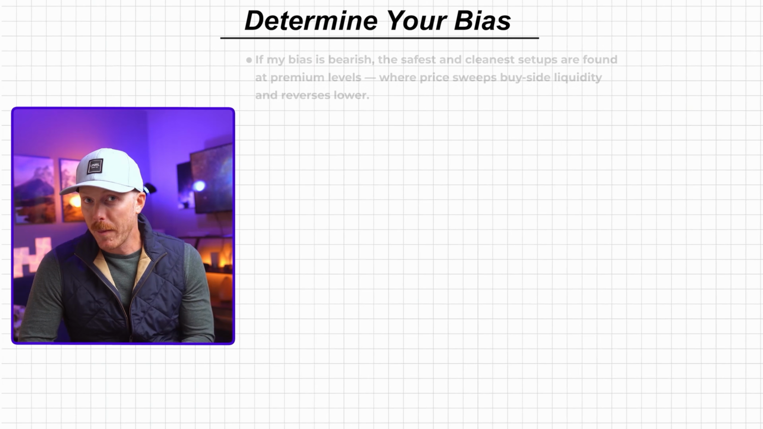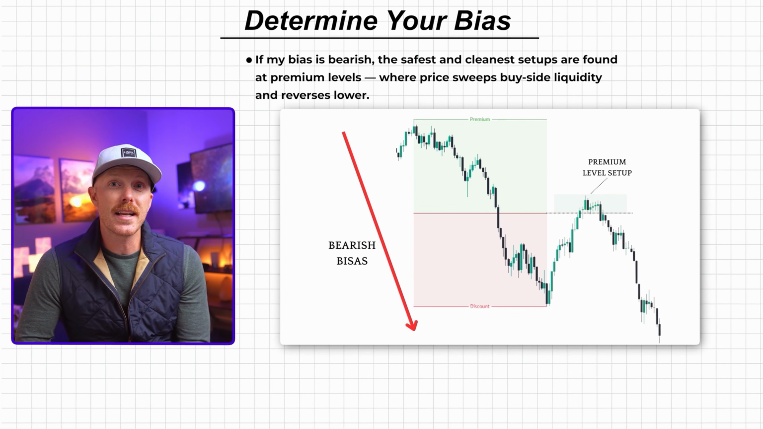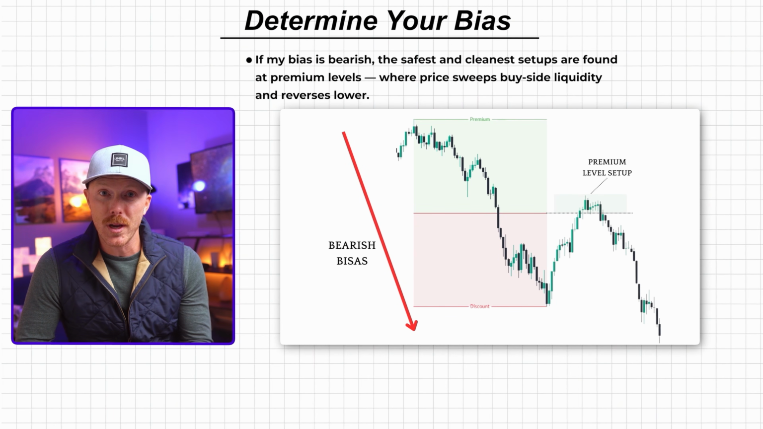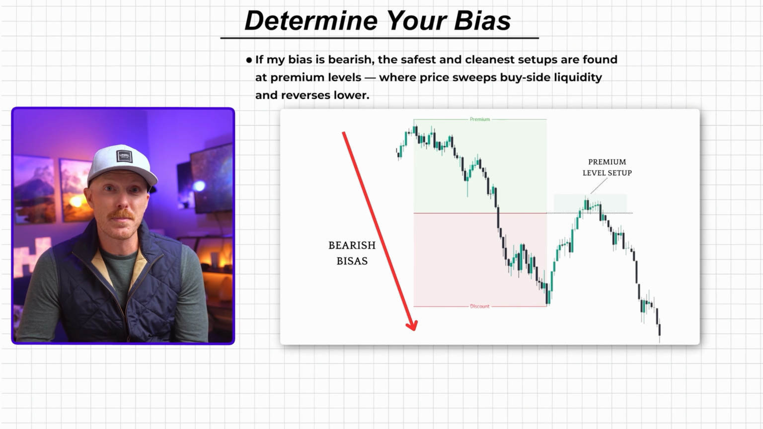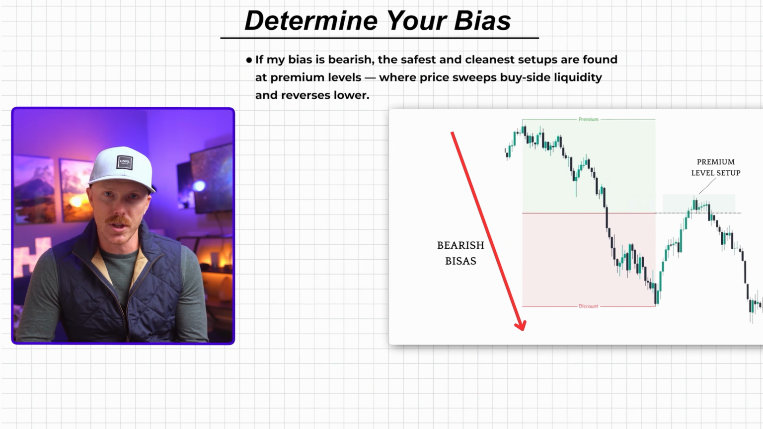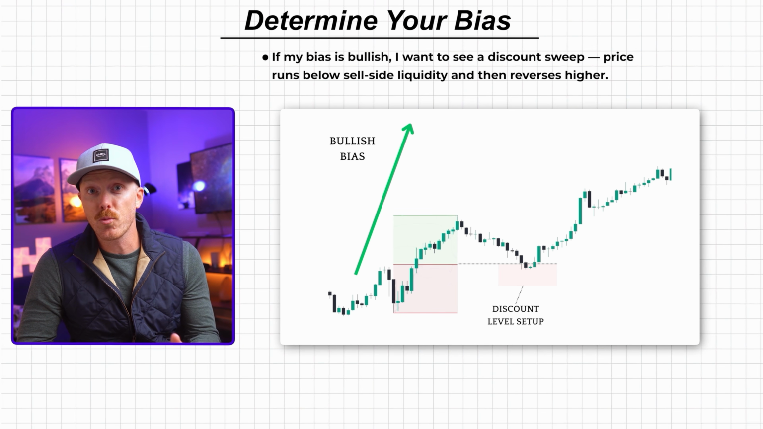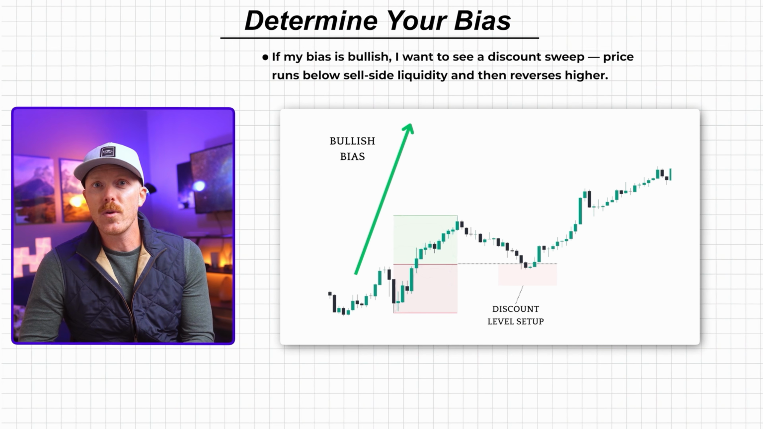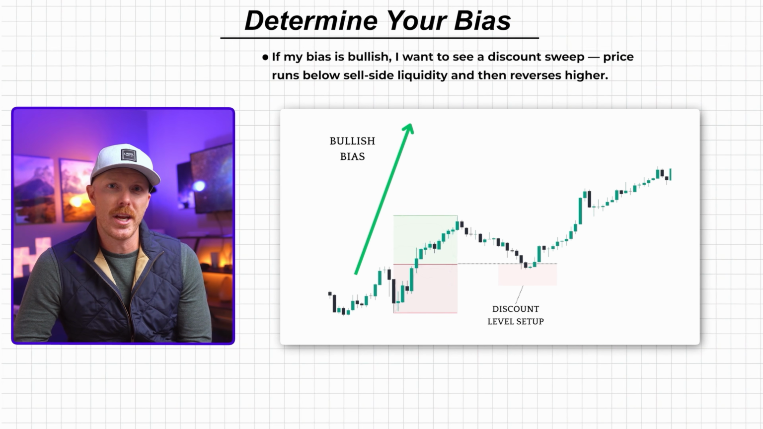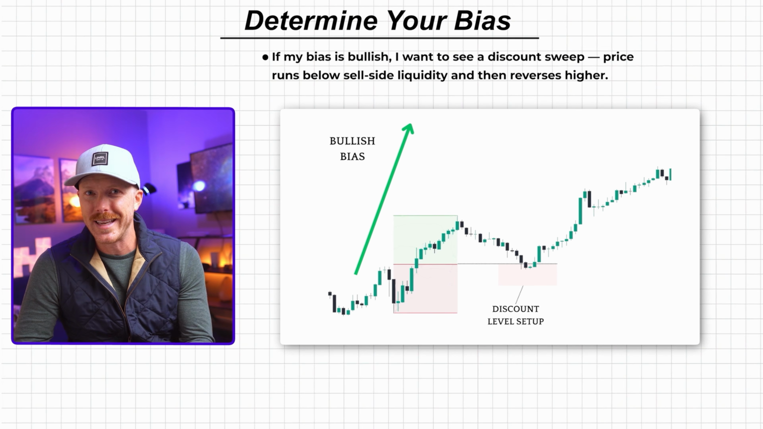Knowing the bias for the day helps frame your trade before it even forms. If my bias is bearish, the safest and cleanest setups are found at premium levels, where price sweeps buy-side liquidity and reverses lower. If my bias is bullish, I want to see a discount sweep. Price runs below sell-side liquidity and then reverses higher. Trading with biases gives you the best chance that your target will actually get hit.